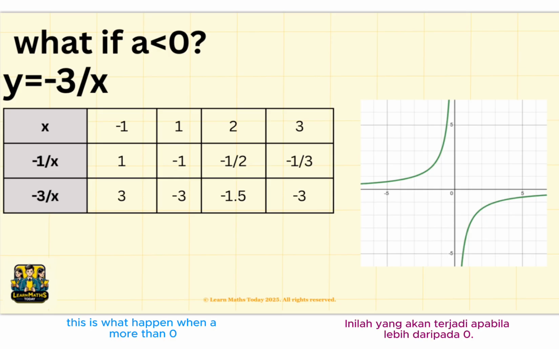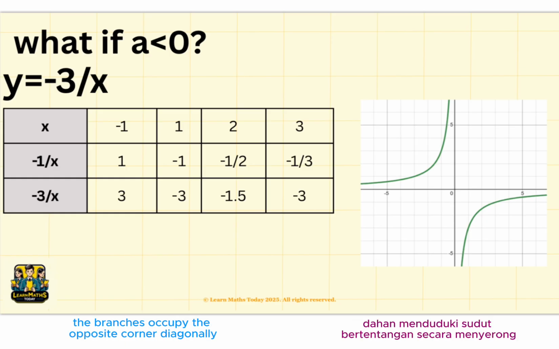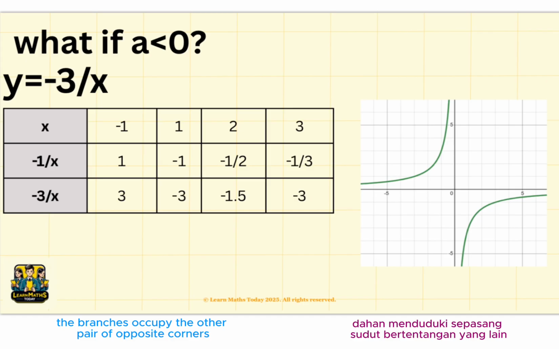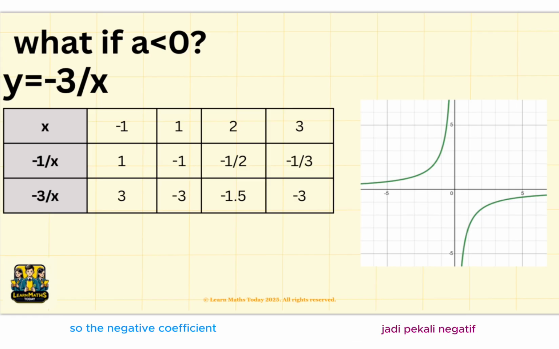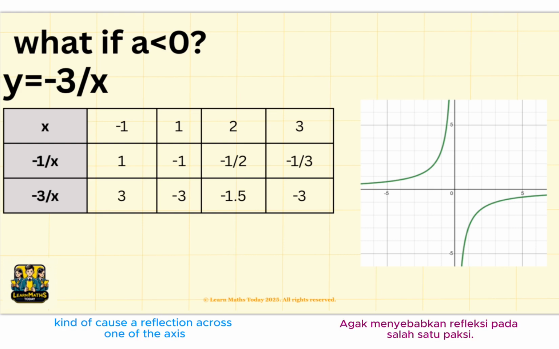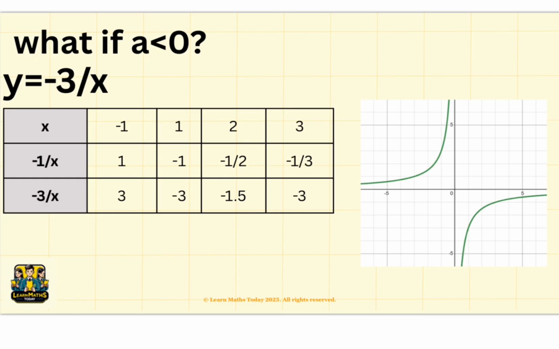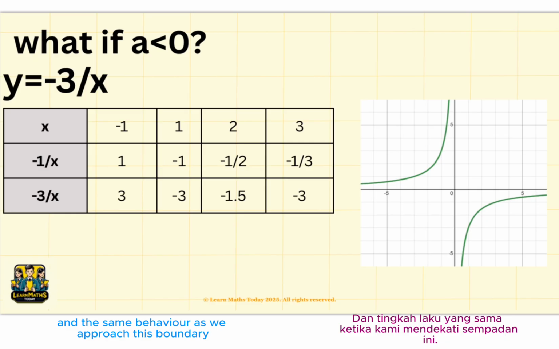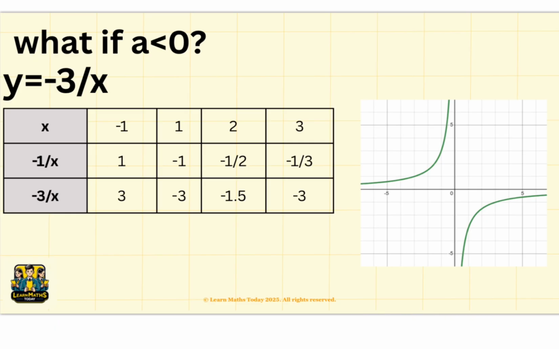This is what happened. When a is more than 0, the branches occupy one pair of opposite corners diagonally. And when a is less than 0, the branches occupy the other pair of opposite corners diagonally. So the negative coefficient causes a reflection across one of the axes, flipping the entire graph into a different quadrant. We still have the same hyperbolic shape, the same asymptotes at x = 0 and y = 0, and the same behavior as we approach this boundary.